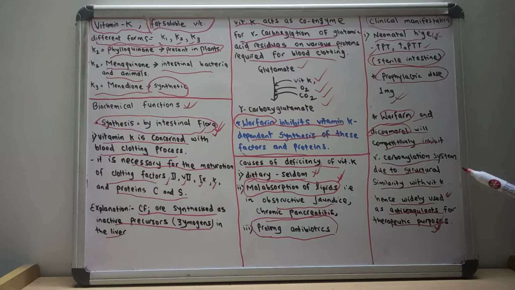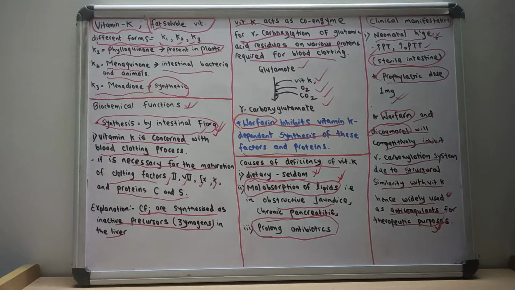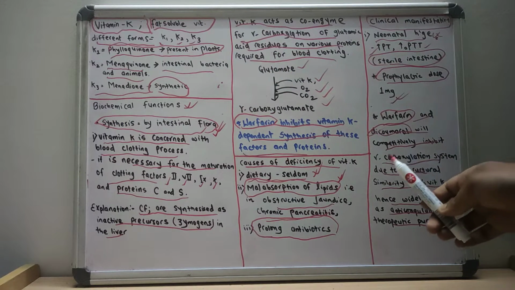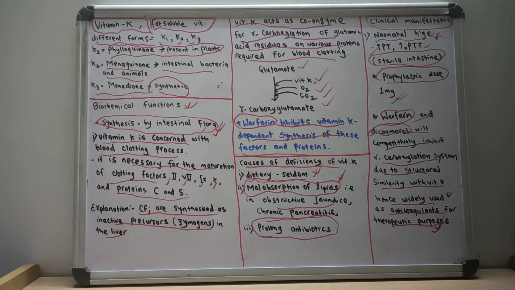So this is a brief explanation of vitamin K. We discussed the various forms of vitamin K, the biochemical functions, various causes and manifestations of vitamin K deficiency, and we also talked about warfarin and dicumarol as anticoagulants.